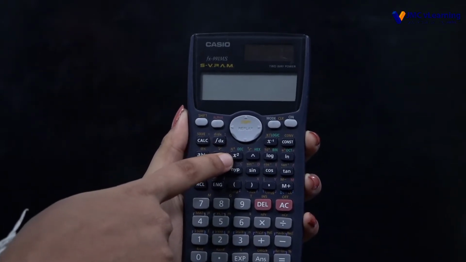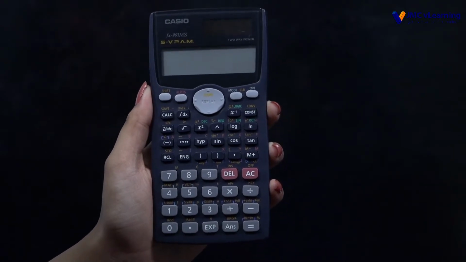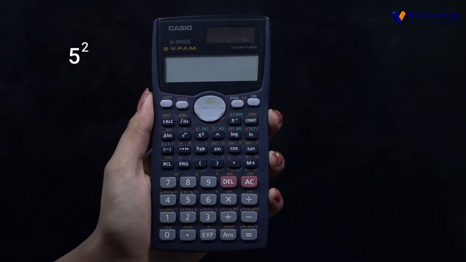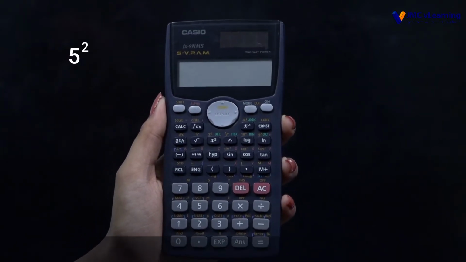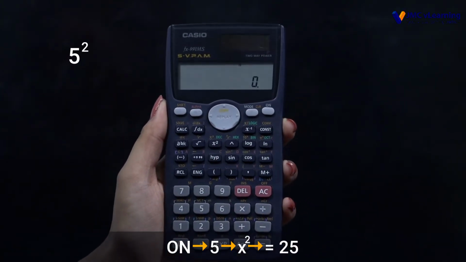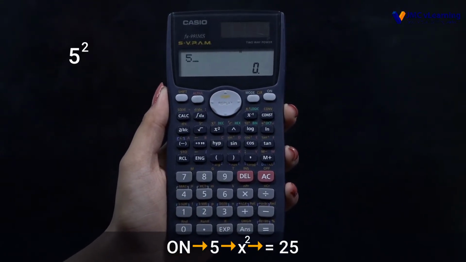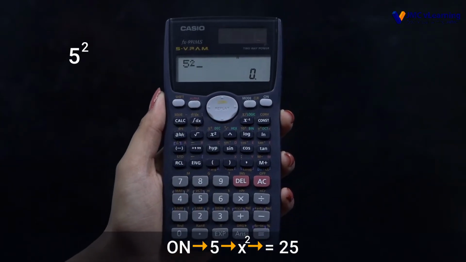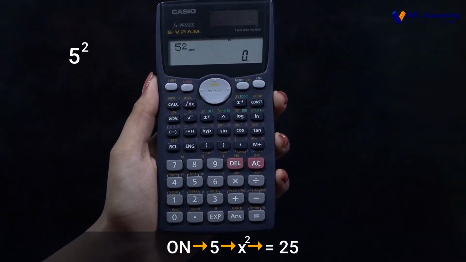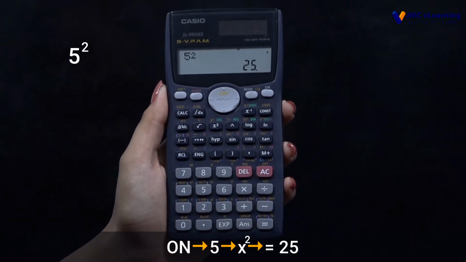Now let's see how to use the x squared key. Here you can see the x squared key. First example is 5 squared. To take the answer of 5 squared, first you have to press the on key, then 5. To take the squared part, you have to press the x squared key. Then let's take the answer using the result key. The answer is 25.